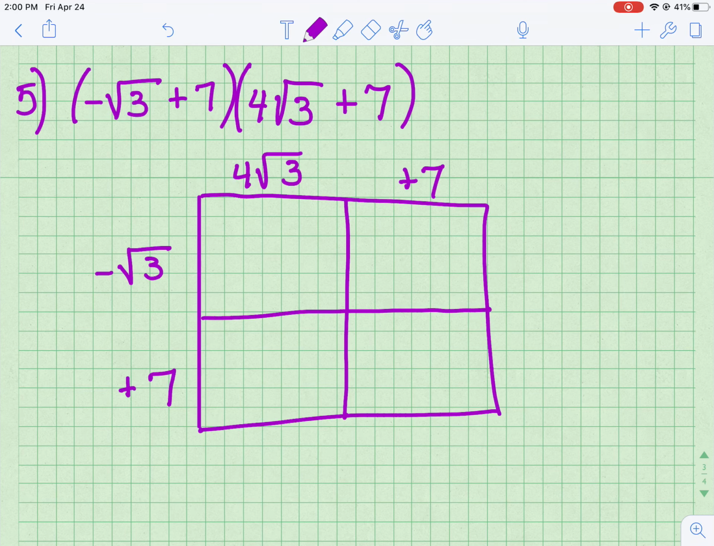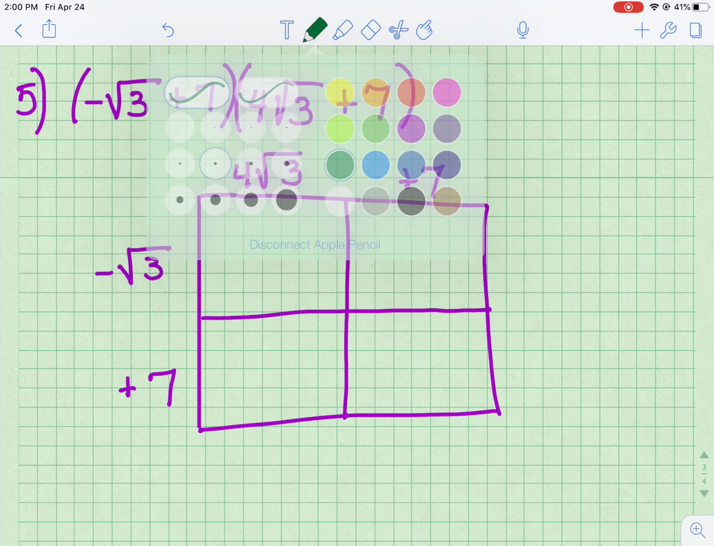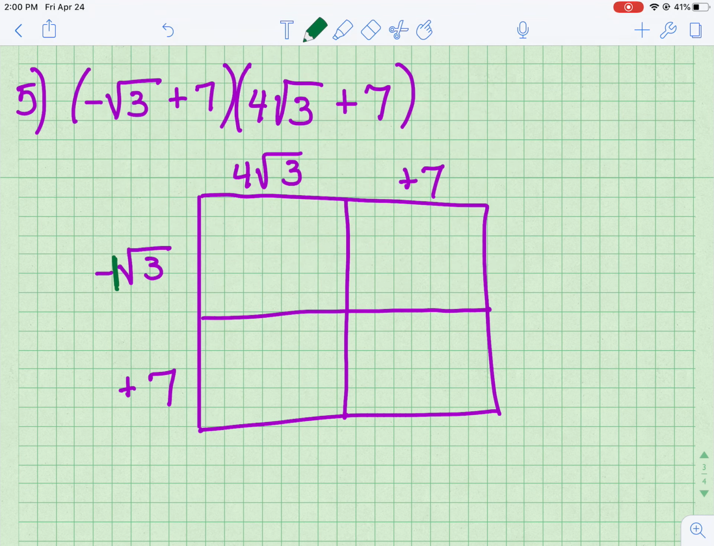Now that negative in front of the root 3 is really a negative 1, so you can make that visible if you want to help you out. Okay, so let's start with the first box. In the first box, we do outside times outside, so negative 1 times 4. Inside times inside, 3 times 3.